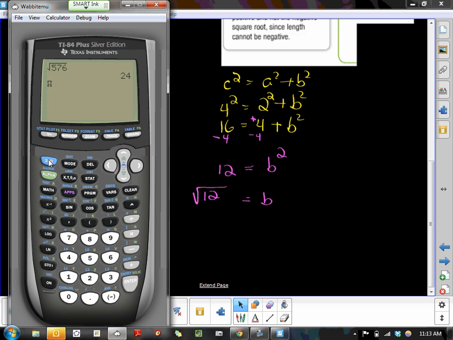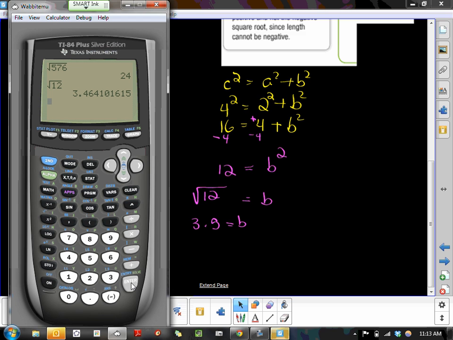So to do some mental math, I'm punching this in. The square root of 12 has to be bigger than 3, but smaller than 4, so it better be a number between 3 and 4. And it's 3.46, or if we round to the nearest tenth, it's 3.5.